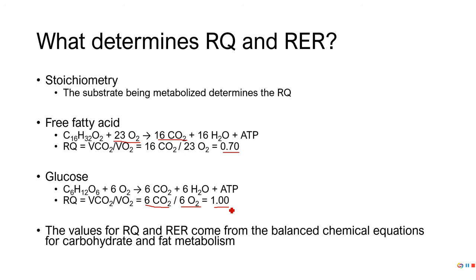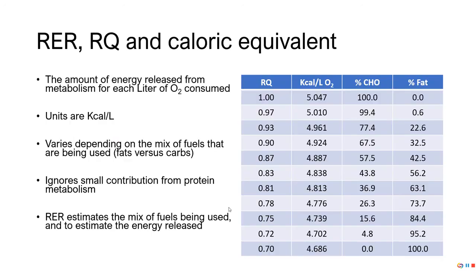Now, it's safe to say you aren't always using only fat or only carbs, at least normally. There's always going to be a little bit of difference. Depending on your RER, we can estimate what percentage of fuel is coming from fats and what percentage is coming from carbs. So we've got this table here. We've got RER or RQ right here, and we've got how many calories are being produced or released for every liter of oxygen.